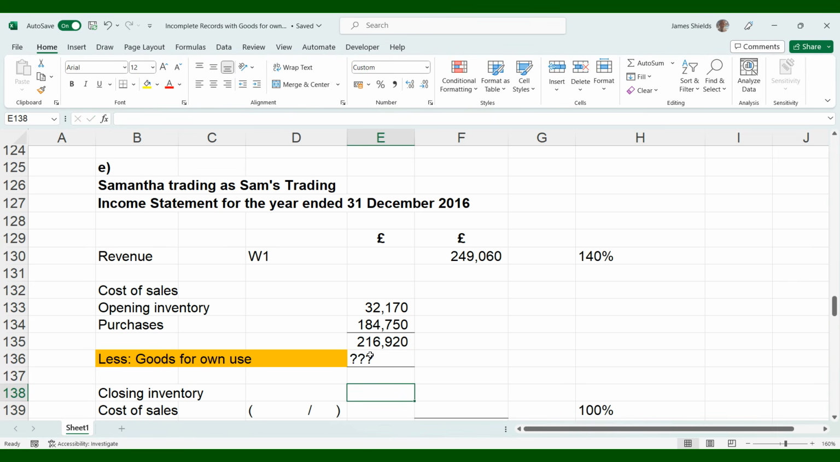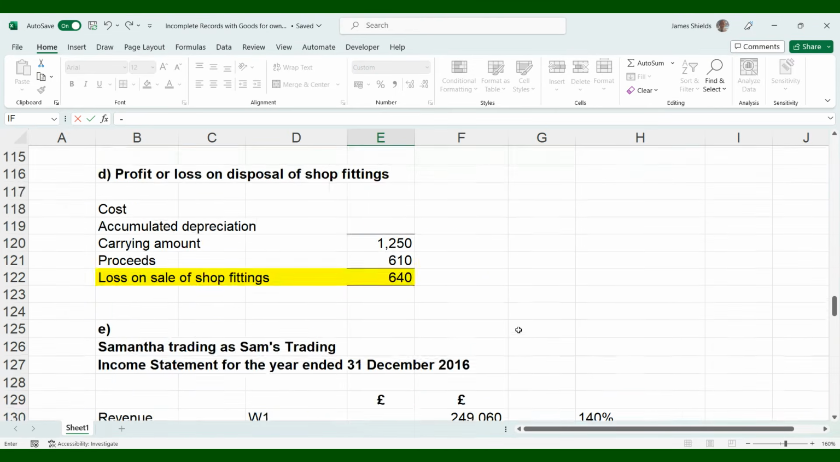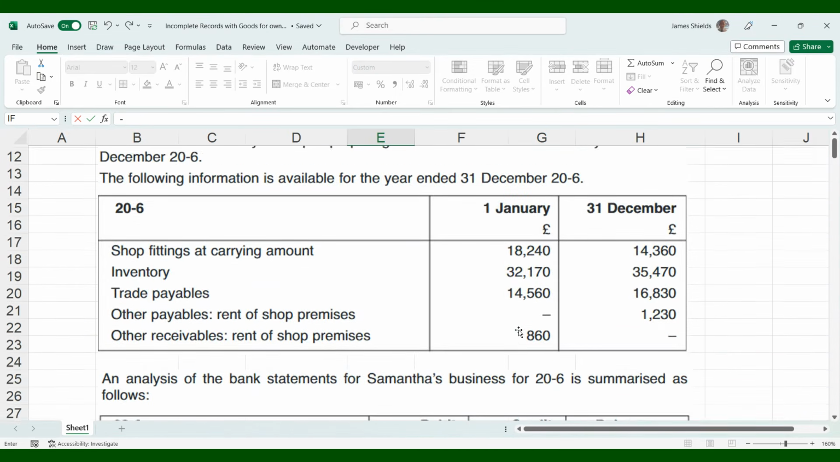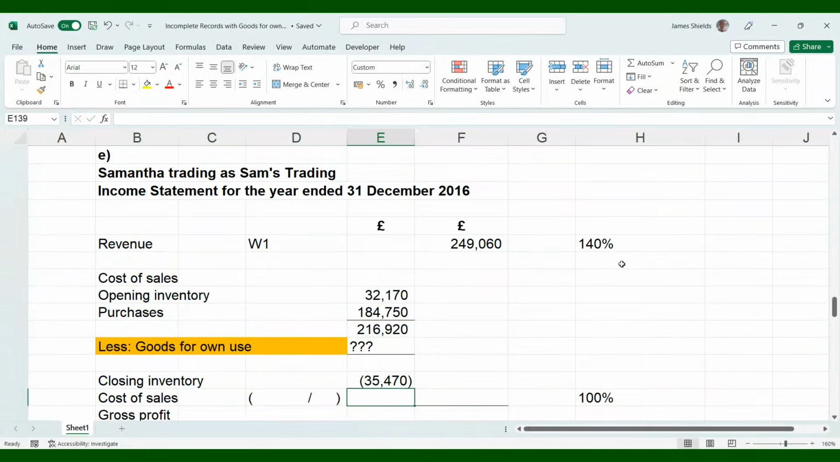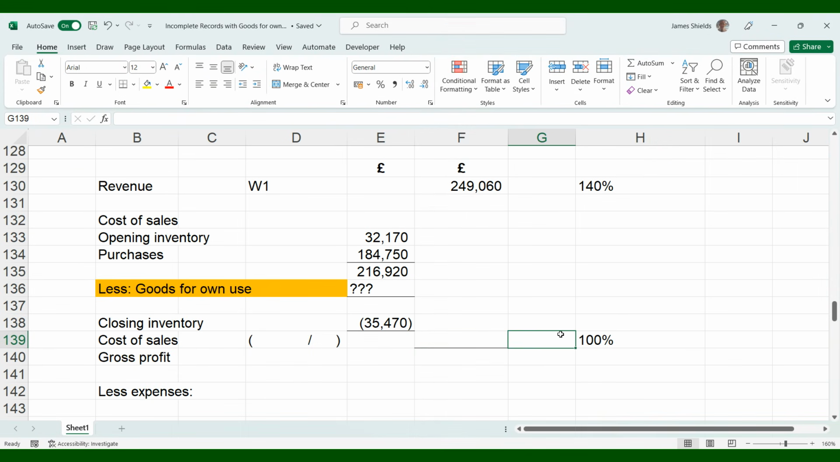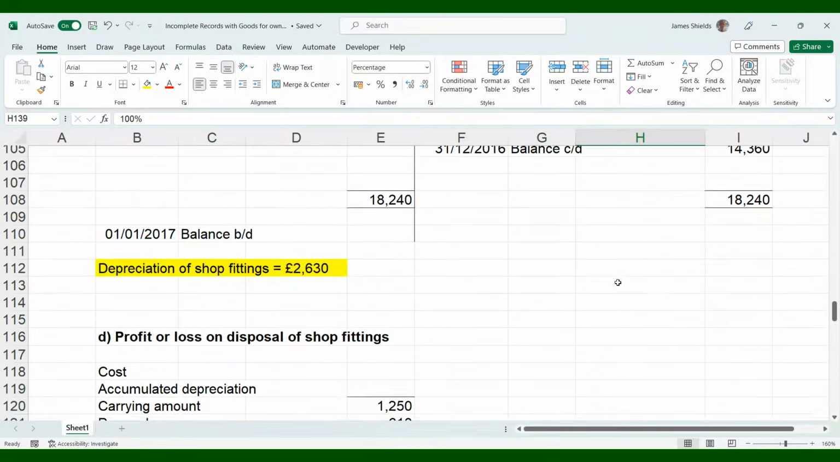Right, closing inventory. Again, that's the amount at the end of the year. So that was given in the initial information in the question. So back to the top of the question. Closing inventory at the end of the year was £35,470. Now, we were told in the question, let's go back to the information.